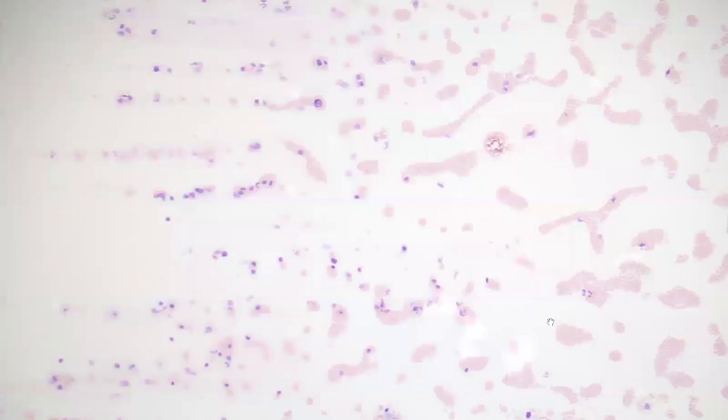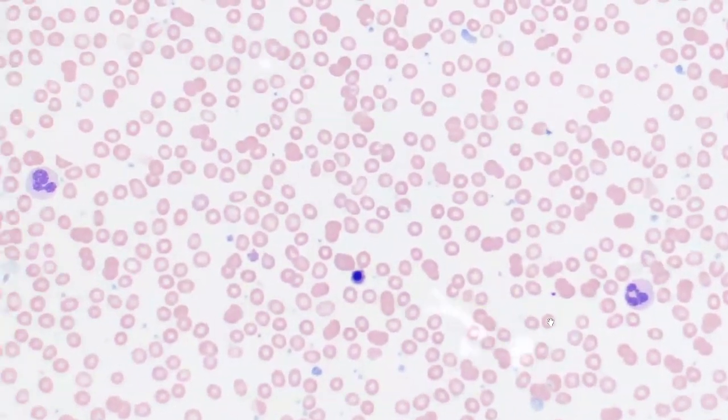And so if we move again one field into our zone of holes and another field in to our zone of morphology, we can see not only is this a poorly stained slide, but this patient might also have anemia. So you can see how far apart these red cells are spaced from one another. And so again, this is an example of a poorly stained smear.